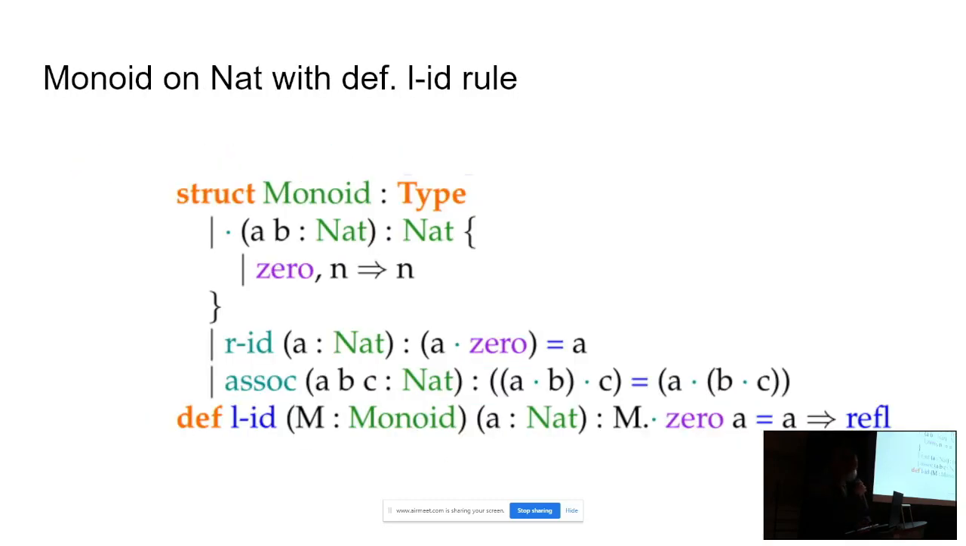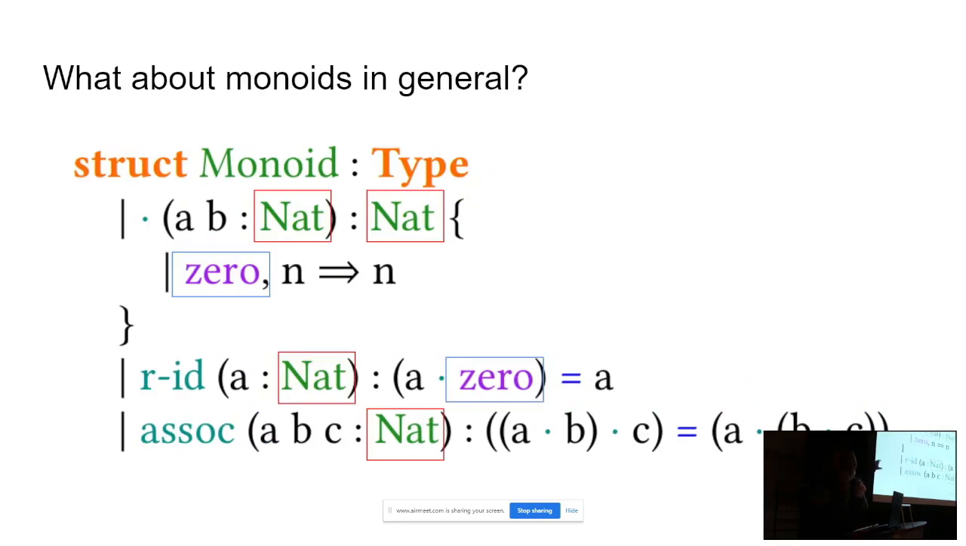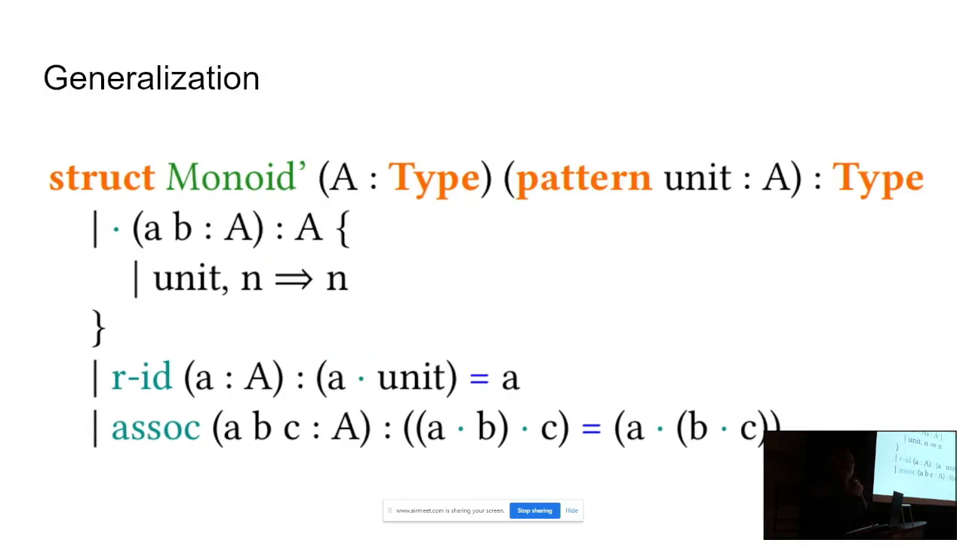But this is not very useful because this definition is specific to natural numbers. Usually, we define the monoid type for arbitrary types and an arbitrary unit element. So look here. These natural numbers, we need to replace with an abstract type, and these zeros, we need to replace with an identity element to actually imitate what we're doing nowadays.